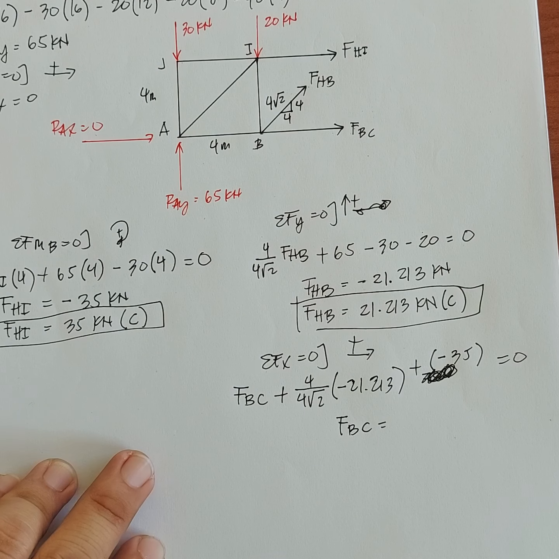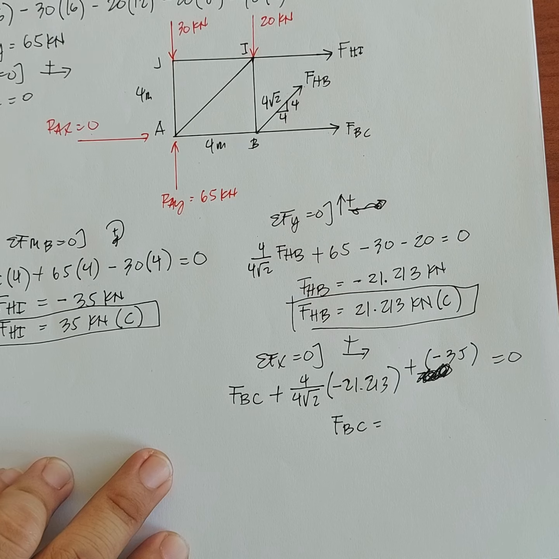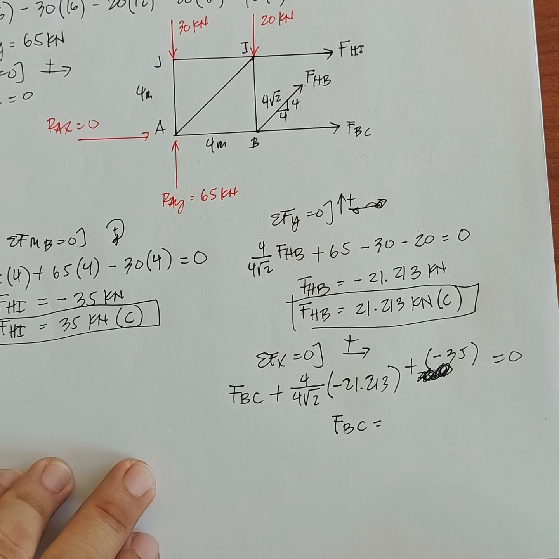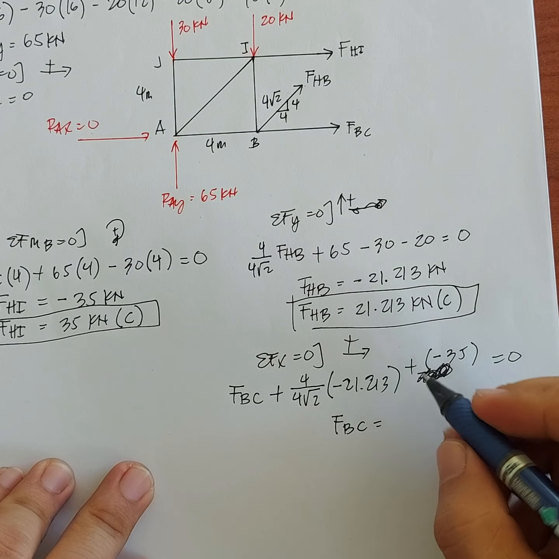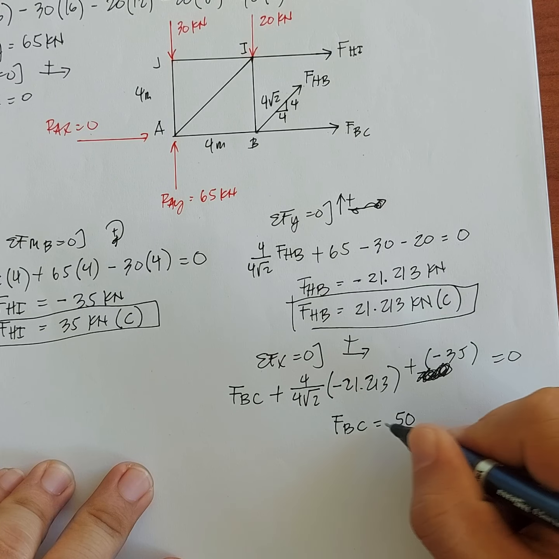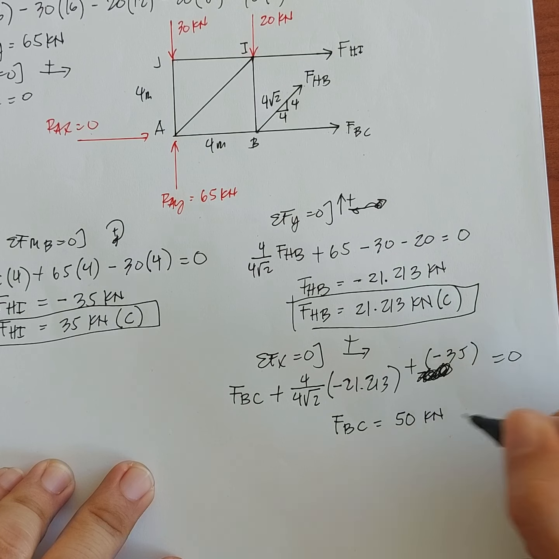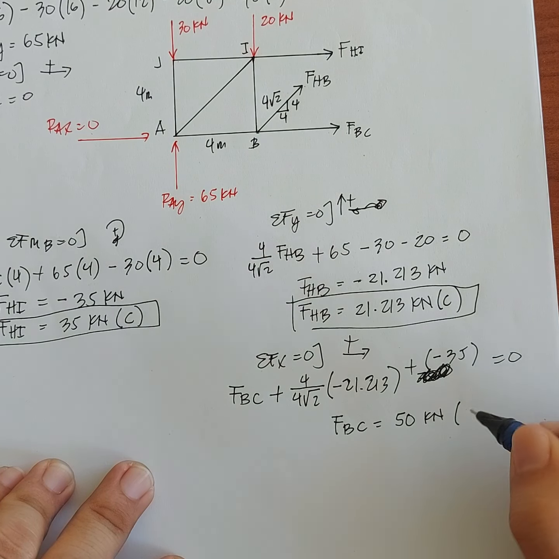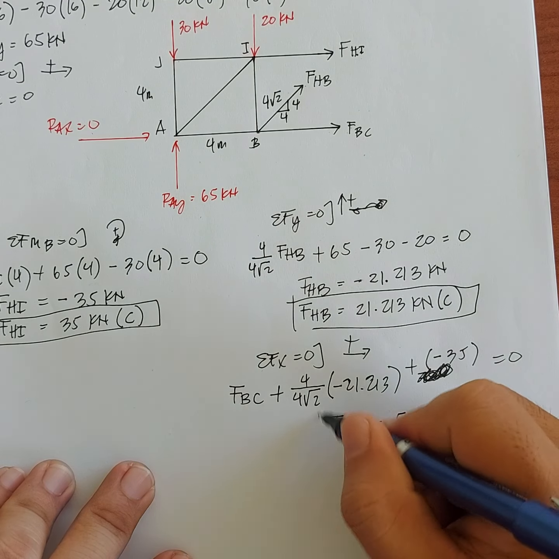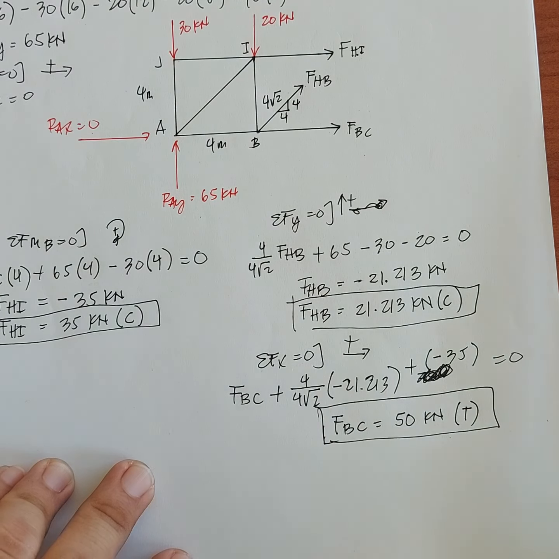Ayan. So, okay. Solve na natin FBC. Okay, so the resulting value is 49.999. So, obviously, that is 50 kilonewtons. Positive siya, which means that our assumption that FBC is in tension is true. Ano? Totoo yun. Ayan, so FBC is 50 kilonewtons.